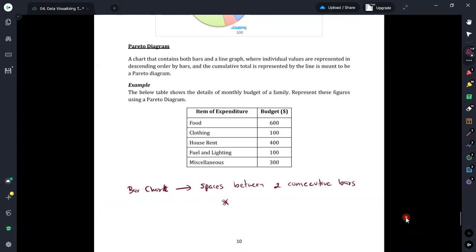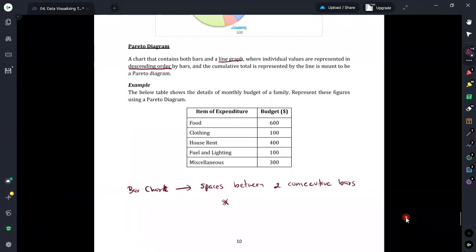And here it is not only bars we are using, we also have to use a line graph. Generally we use the cumulative totals to show using the line graph, and to obtain the bar chart we use the frequencies. The next important thing in the Pareto diagram is that when we represent the bars, we always represent these bars in descending order.